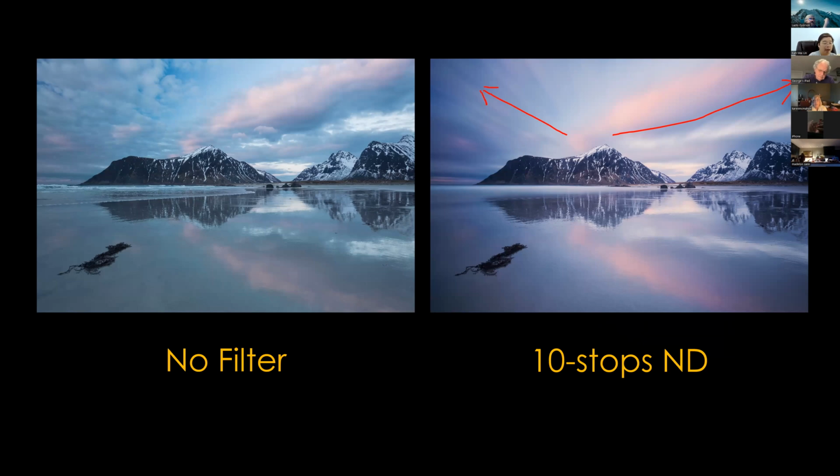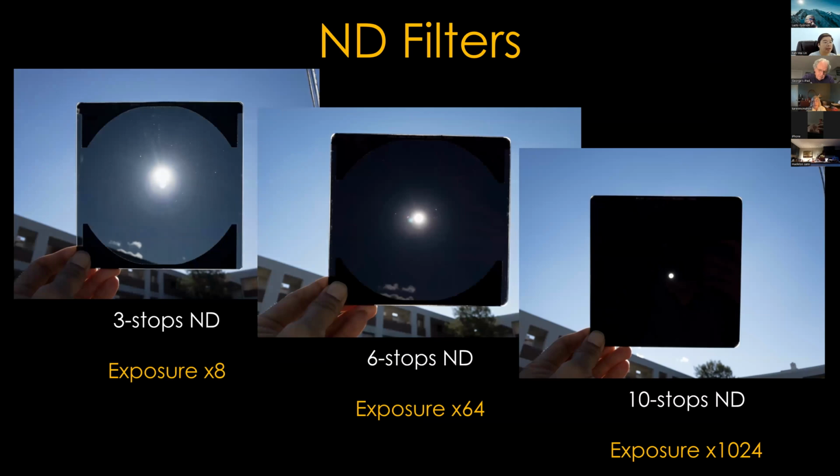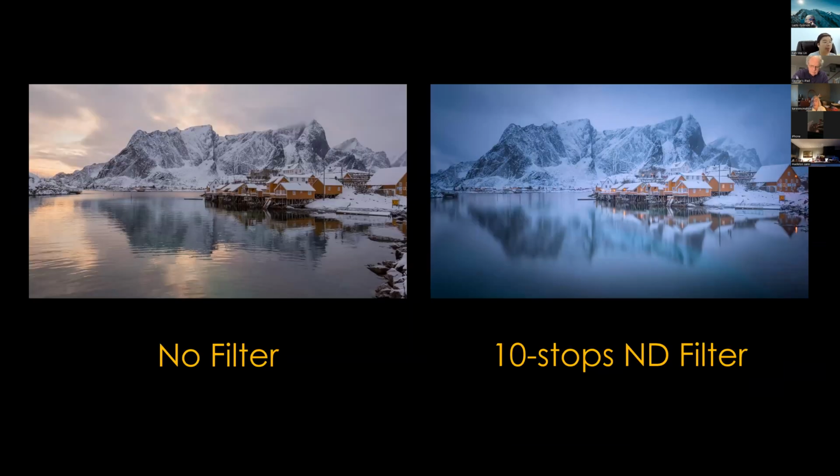Okay, and this is another example here with the use of 10-stop ND filters. This allows us to lengthen exposure time to about 8 seconds. You see that all the ripples are gone, resulting in a very simple and clean image.